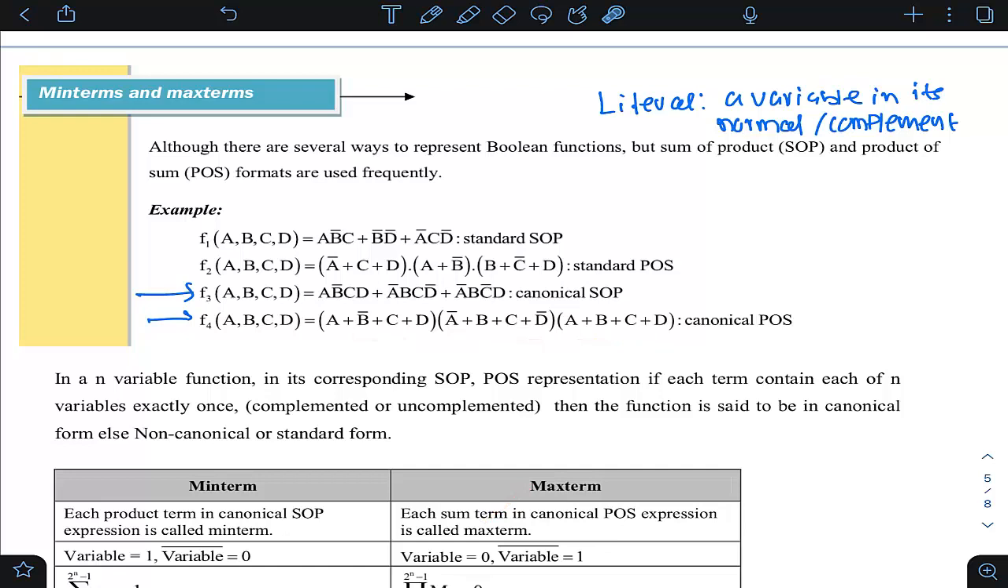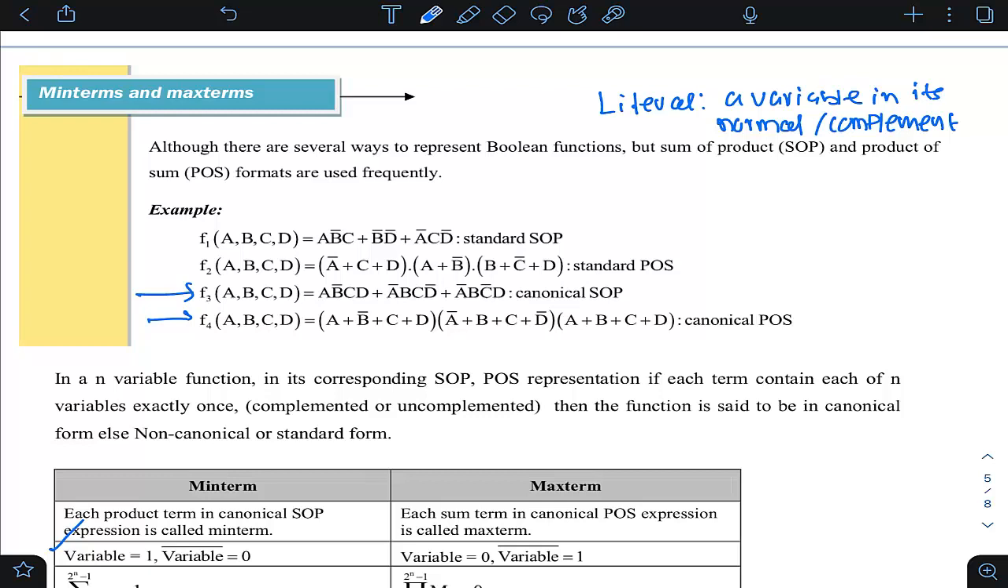And students, while dealing with the truth table, in the minterm format, a variable is treated as 1 and a variable complement is treated as 0. Similarly, in maxterm, it is opposite. A variable is treated as 0 and a variable bar is treated as 1. So this is very important. You should not get confused on this, because things will be completely changed if you are confused. So in minterm, variable is 1, variable complement is 0. In maxterm, variable is 0, variable complement is 1.